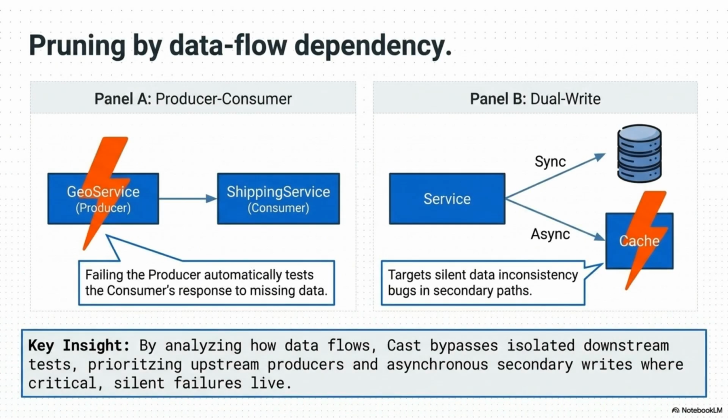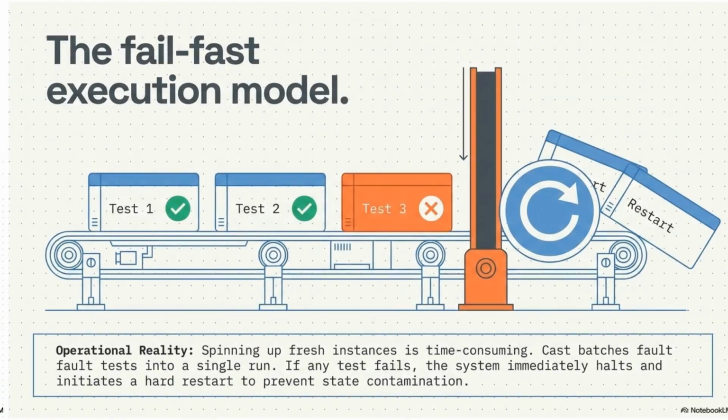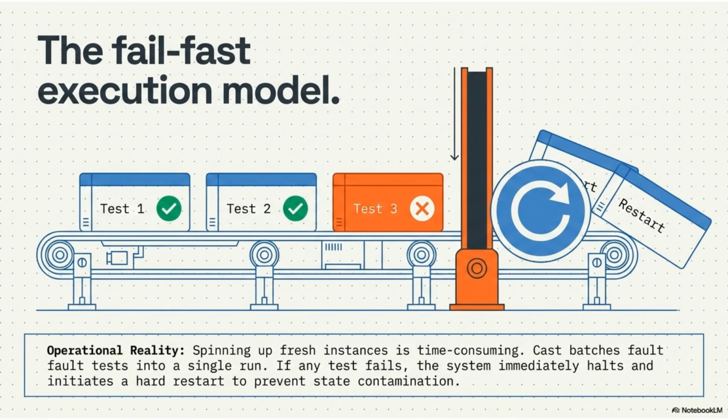Pruning also uses data flow dependency analysis. By prioritizing upstream producers and asynchronous secondary writes, CAST targets critical, silent failures, bypassing isolated downstream tests. The fail-fast execution model is critical. CAST batches fault tests into a single run. If any test fails, the system immediately halts and initiates a hard restart to prevent state contamination.